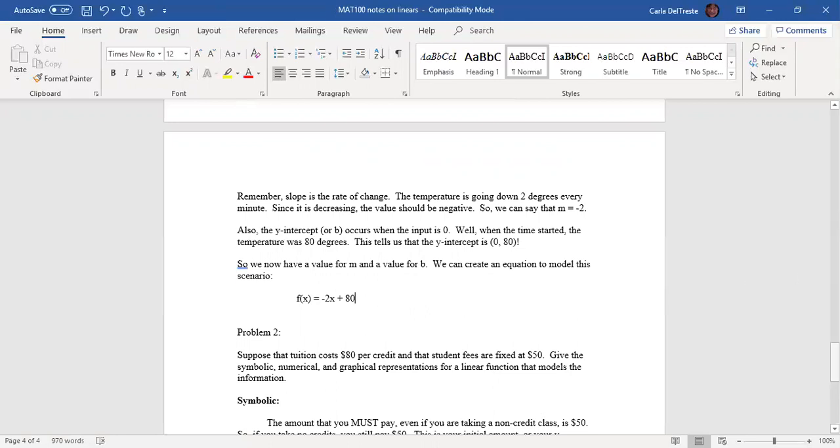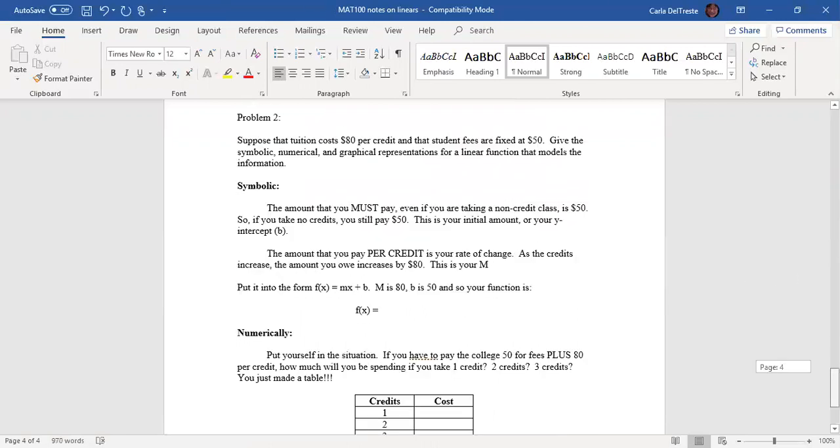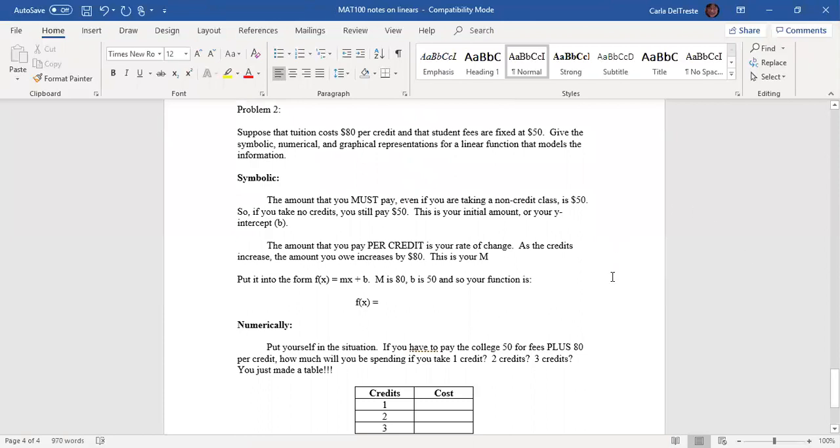Let's look at problem number 2 here. Suppose tuition costs $80 per credit and that student fees are fixed at $50. Give the symbolic, numerical, and graphical representations for a linear function to model that information. So those student fees that are fixed at $50, I have to pay that regardless of whether I take these credits or not. So that $50 is non-negotiable. I have to pay that no matter how many credits I take.